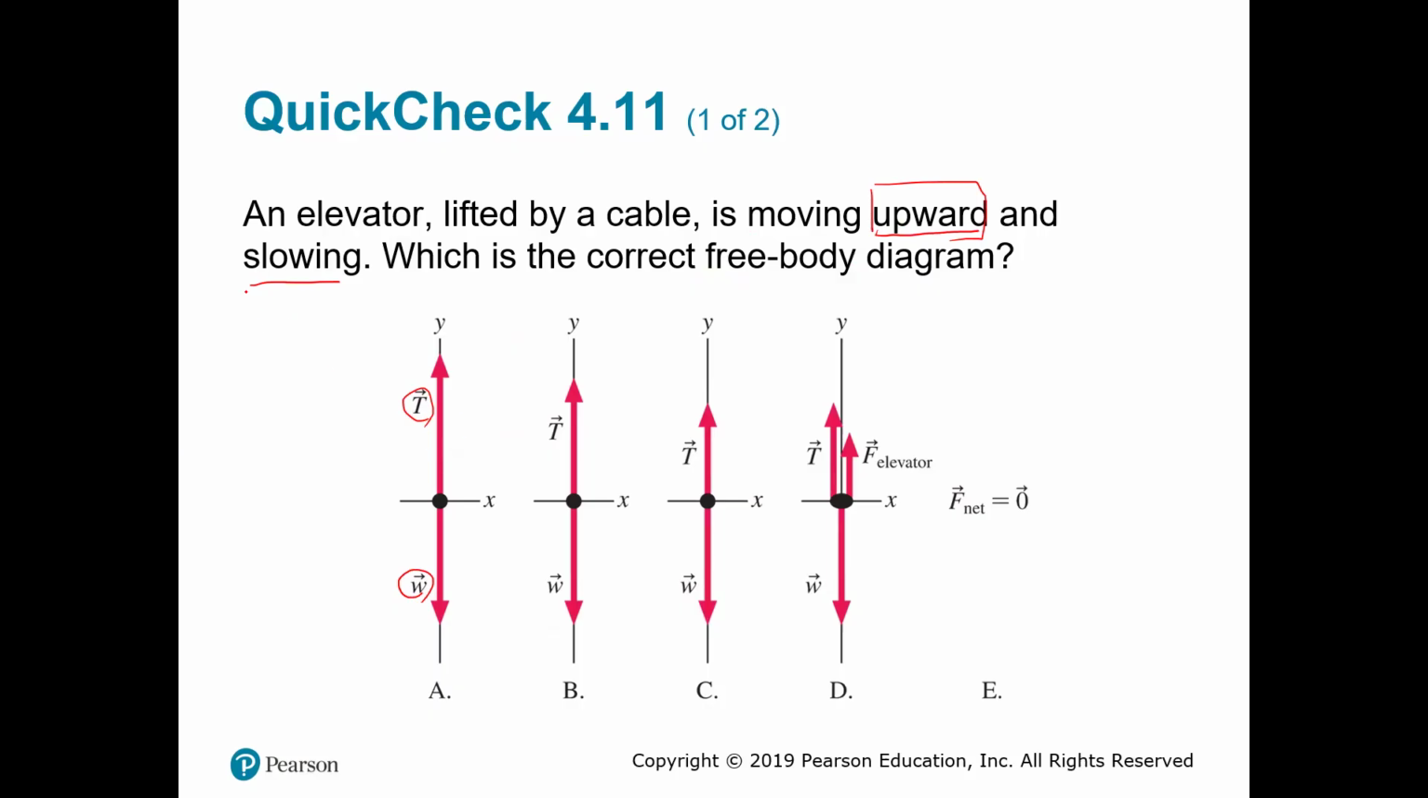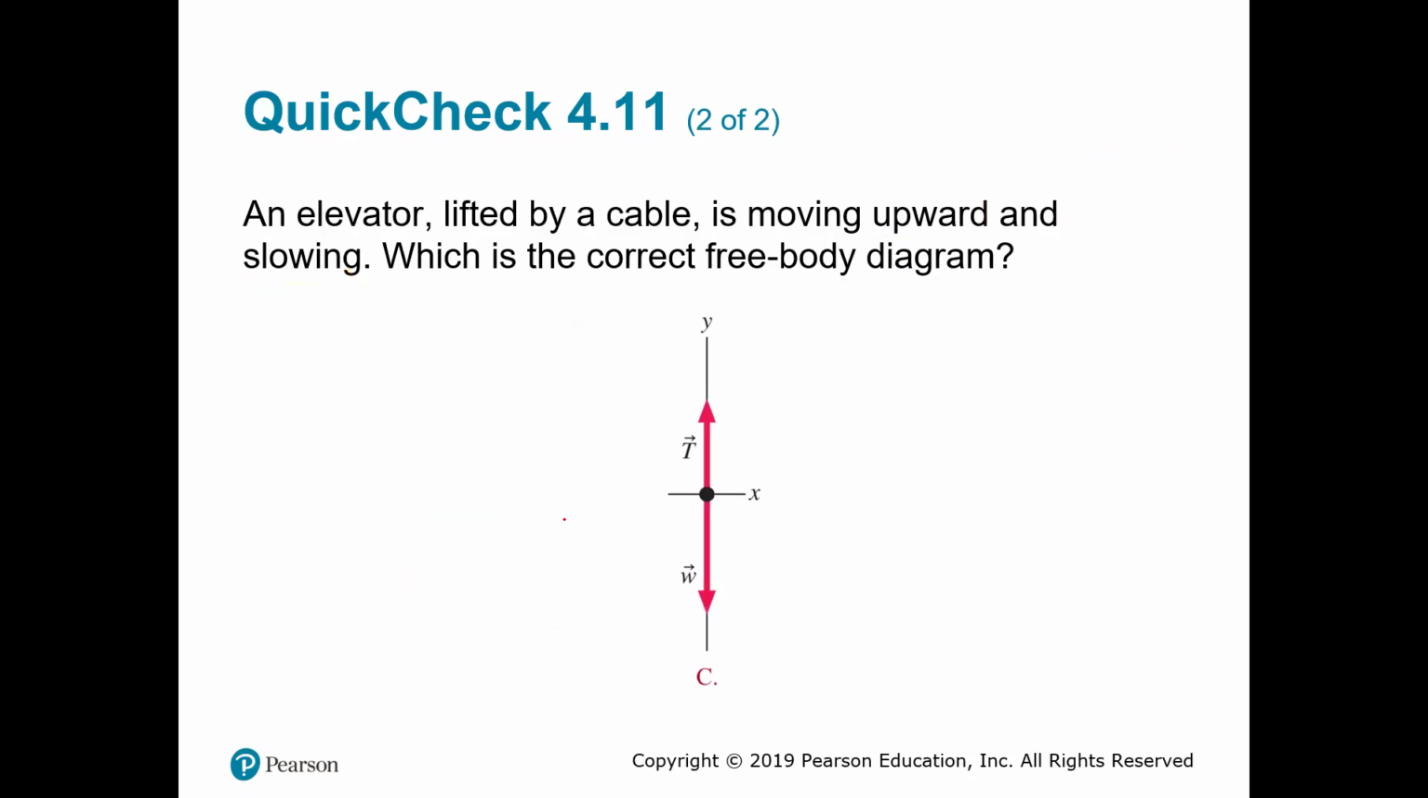But you also have to focus on slowing. So let's assume an object is moving upward and then slows down. Then there is a force acting downward to slow down this object, right? So which force must be greater? Yes, the weight must be greater. So the answer is C, right?